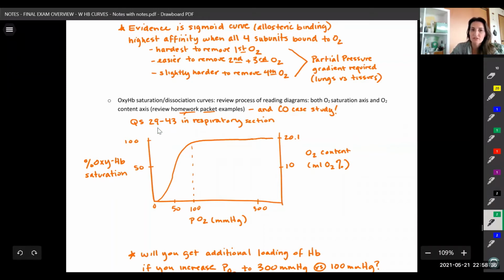I pointed out just generally the questions that you should take a look at in homework packet 4. Questions 29 through 43 are good ones to look at. Some of them involve oxyhemoglobin dissociation curves, so especially take a look at those and make sure you can read them appropriately. And also look at the CO case study that was in the last pages of the lab manual. In that one in particular, we're using the carbon monoxide issue the individual is experiencing, comparing that to normal oxygen carrying capacity, normal oxygen content, and the normal amount of oxygen that can be delivered to tissues.